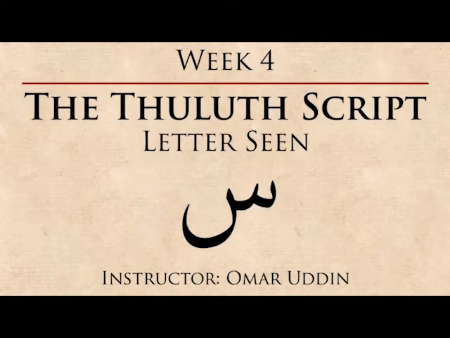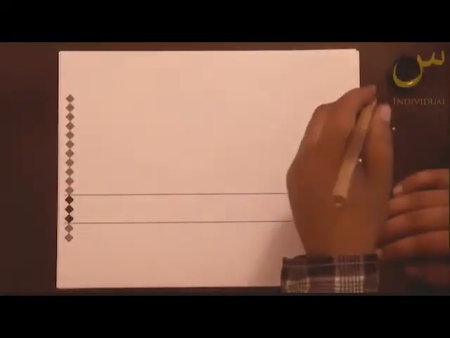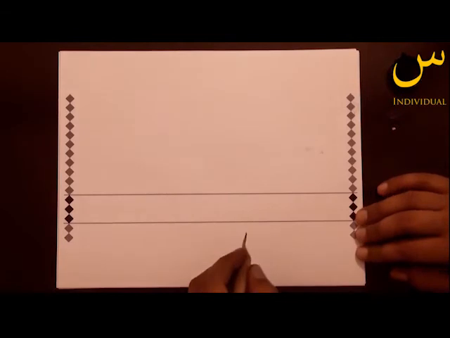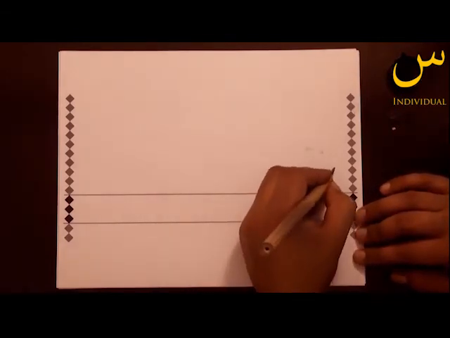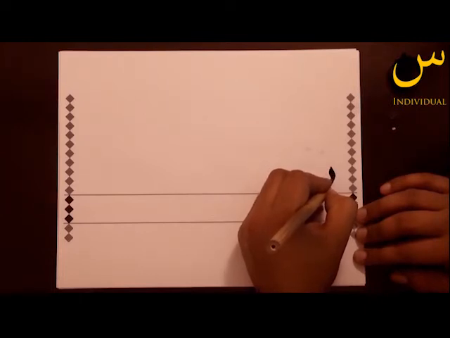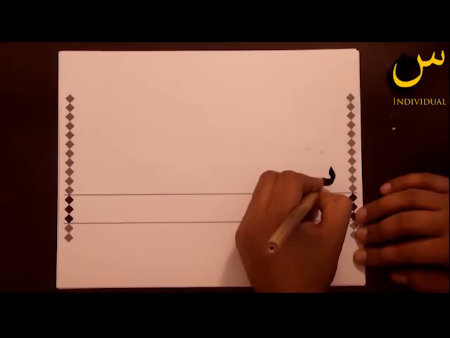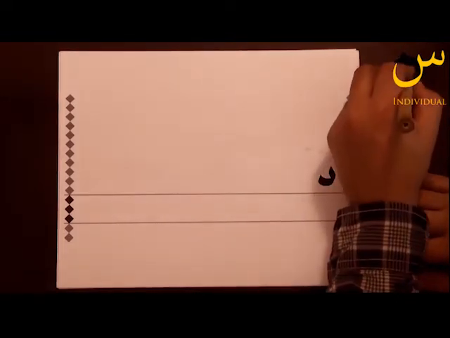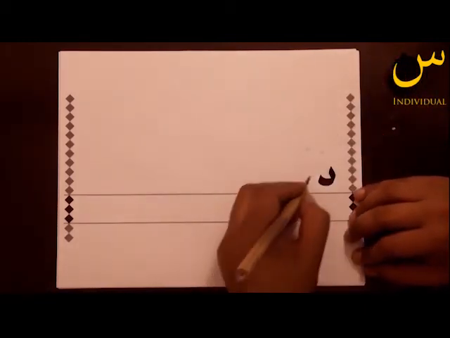The letter Seen in the Thuluth script is quite similar to the Seen in the Naskh script. However, there are a few differences, and those are definitely noteworthy. The initial bevel of the individual letter is quite circular as opposed to linear in the Naskh script, and is usually scripted in one motion.